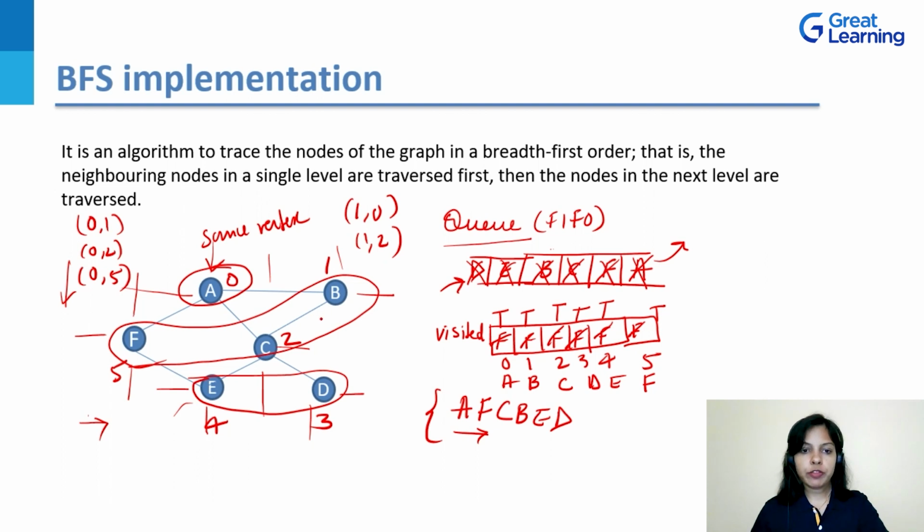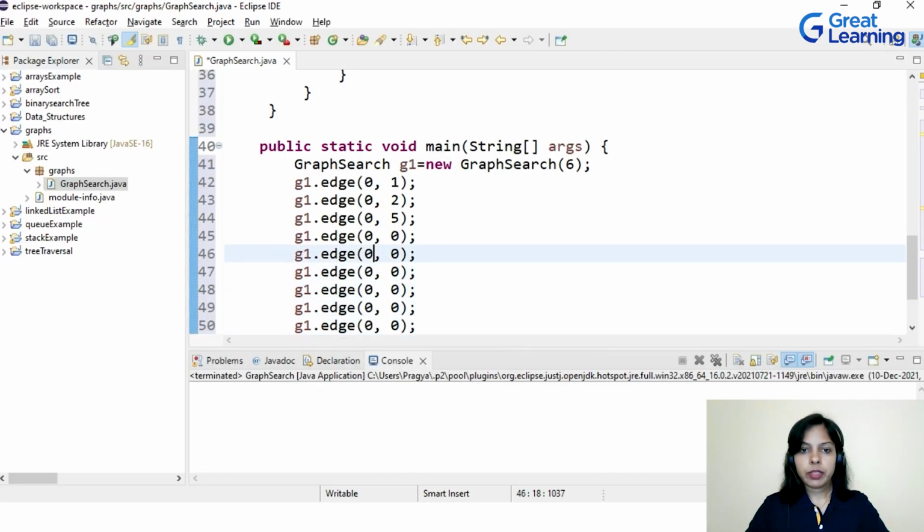Then similarly from 2, which all are connected, all of these except 5. Right? So 2, 1, 2, 0, 2, 4, 2, 3, and that's it. 5 is not directly connected. Then from 3, only 2 is connected. From 4, 5 and 2 is connected. So similarly, we'll insert all the pairs. Let's see. So we'll go back here.